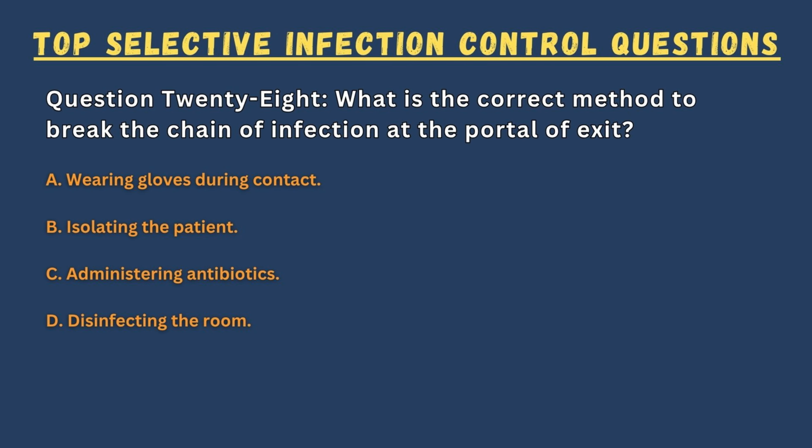Question 28. What is the correct method to break the chain of infection at the portal of exit? A. Wearing gloves during contact. B. Isolating the patient. C. Administering antibiotics. D. Disinfecting the room. Answer: A. Wearing gloves during contact.